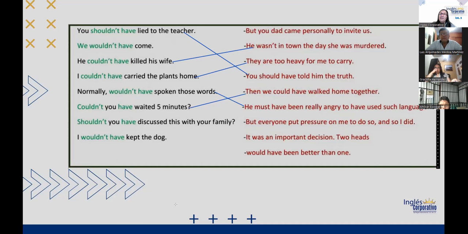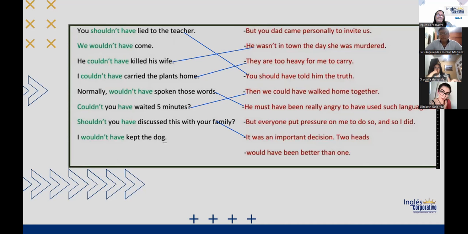Yes? Mm-hmm. Shouldn't you have discussed this with your family? It was an important decision. Exactly. It was an important decision. It's better. It's similar when you say two heads think better than one, right? It's very similar to Spanish. Mm-hmm. I wouldn't have kept the dog.